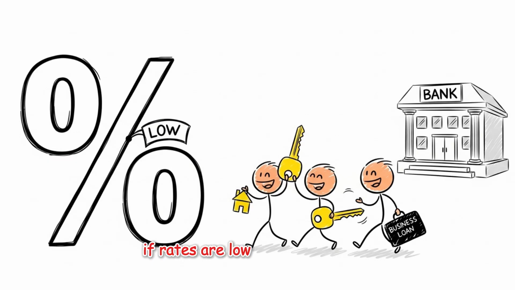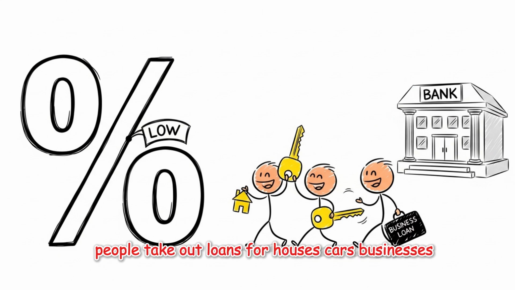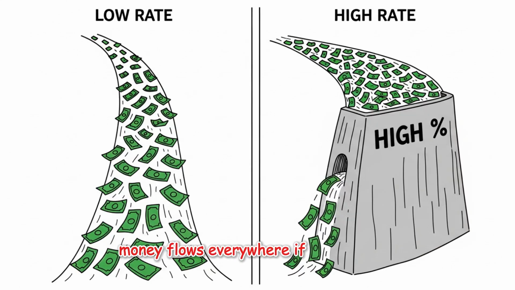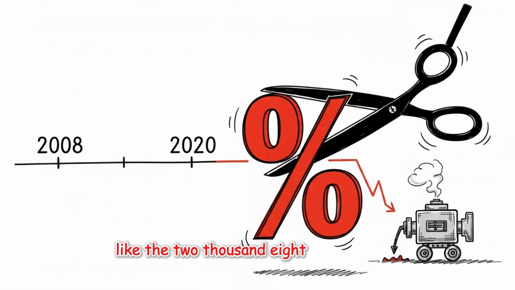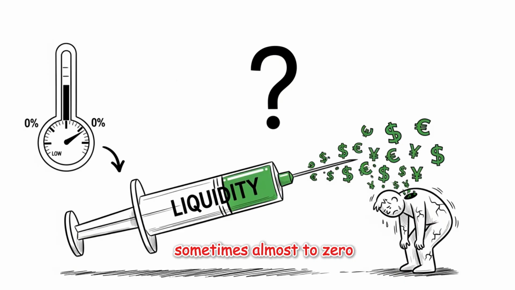If rates are low, borrowing is cheap. People take out loans for houses, cars, businesses. Money flows everywhere. If rates are high, borrowing slows down. Spending cools off. During crises like the 2008 financial crash or the 2020 pandemic, central banks slash interest rates, sometimes almost to zero. They also pump money into the system.